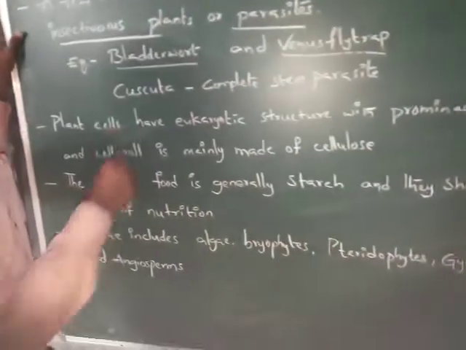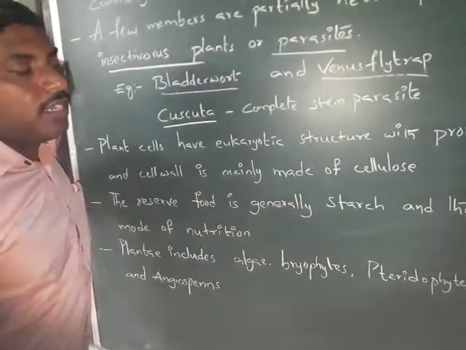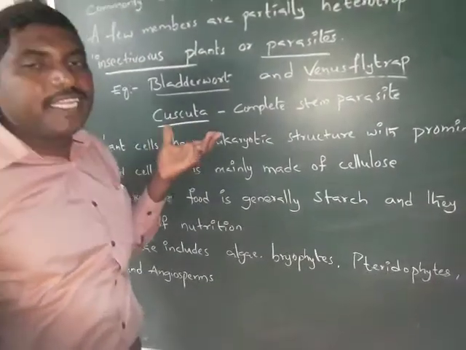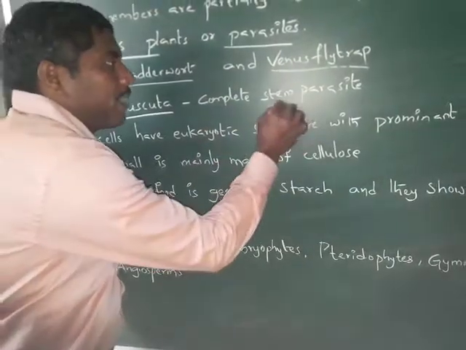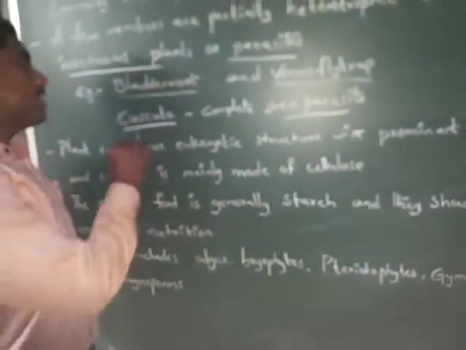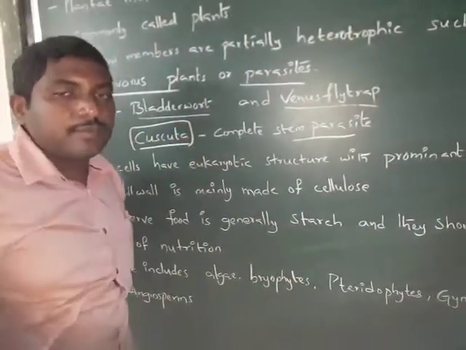Next is Cuscuta. Cuscuta is a complete stem parasitic plant.